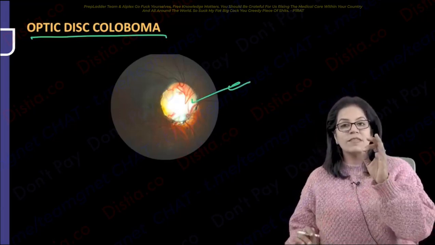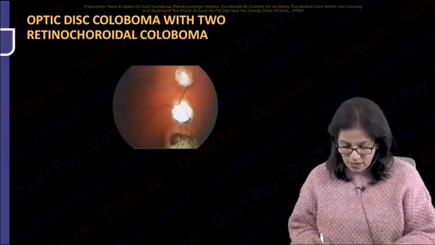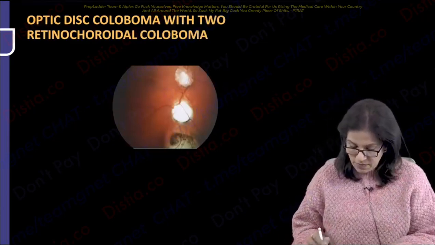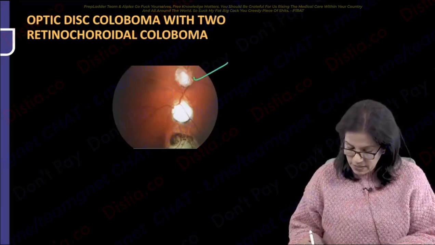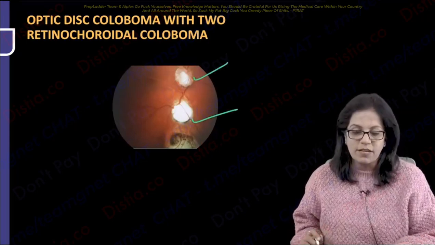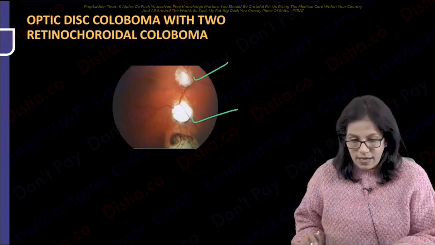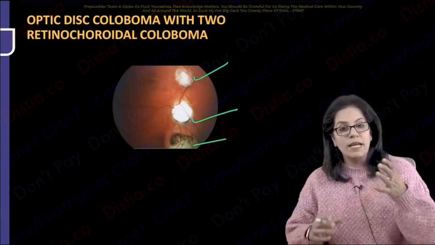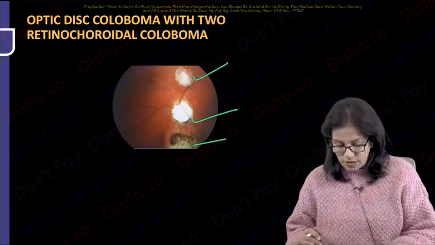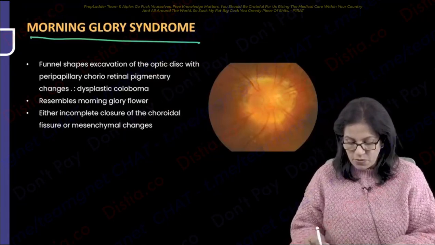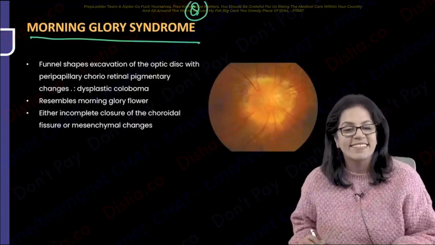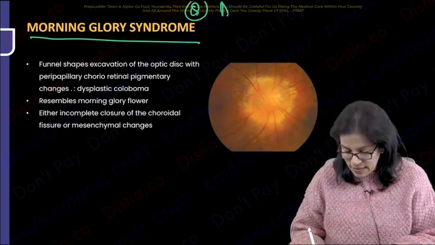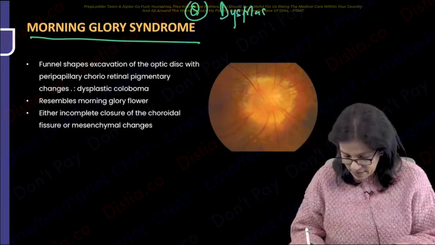Now, one very specific optic disc coloboma. Okay, let me first cover this one. This is with both optic disc coloboma and retinochoroidal coloboma. Even this part is affected. Anyway, one of the types of optic disc coloboma is what is called morning glory syndrome. There was an exam question here. Write down, it's a dysplastic coloboma of the optic disc.